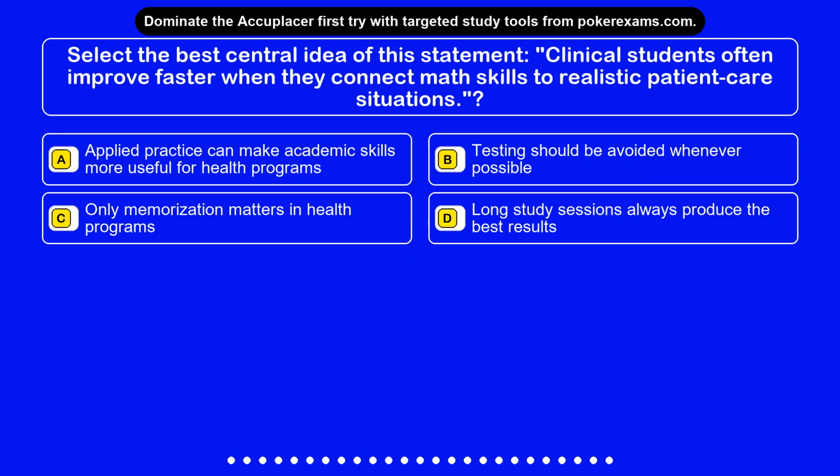Question 13. Select the best central idea of this statement. Clinical students often improve faster when they connect math skills to realistic patient care situations. Option A, applied practice can make academic skills more useful for health programs. Option B, testing should be avoided whenever possible. Option C, only memorization matters in health programs. Option D, long study sessions always produce the best results.